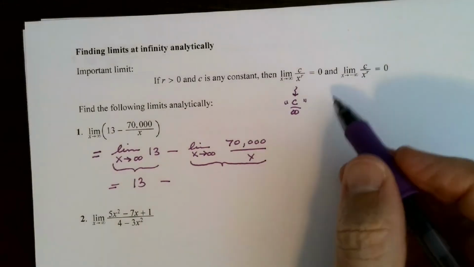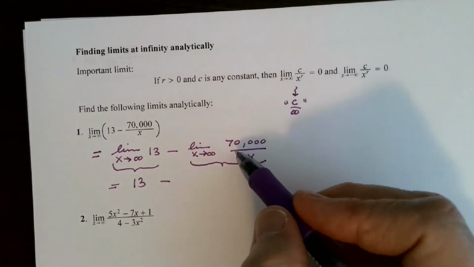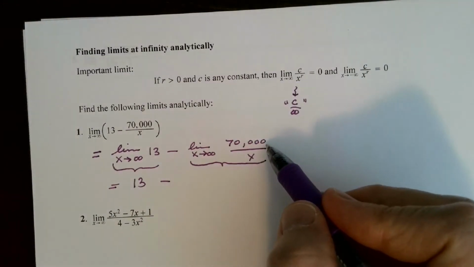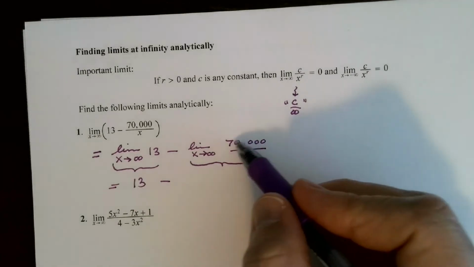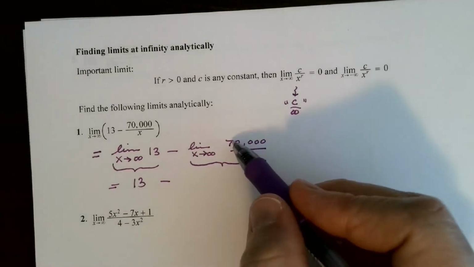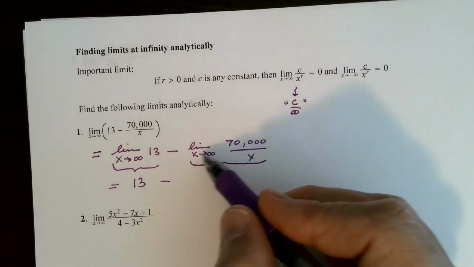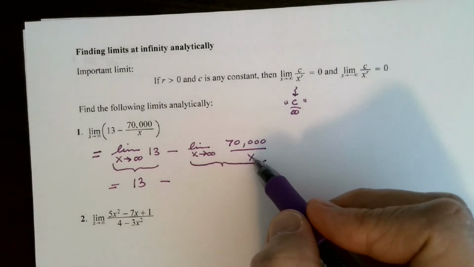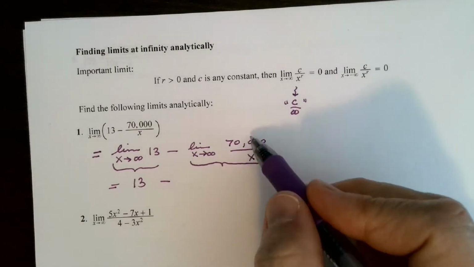Well, this is where we're going to use this theorem up here. Our constant c is 70,000. That's pretty big. When I plug in x equals 1, I get 70,000. x equals 2, I get 35,000. Those are pretty big numbers. But eventually, we're going to infinity. Eventually, x will get to 70,000. In that case, the ratio is 1.